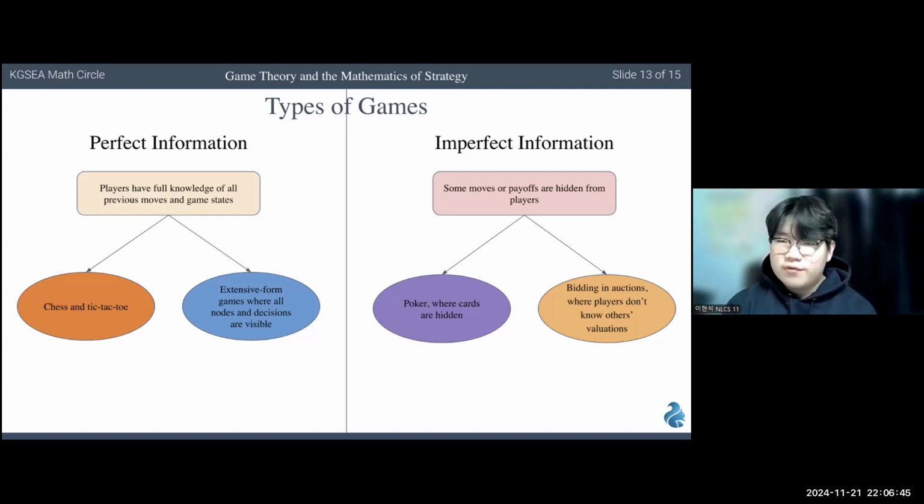So imperfect information, on the other hand, would be where some moves or payoffs are hidden from players. A quintessential or typical example of this would be poker, where people play their cards without knowing what cards the other players have, or essentially bidding in auctions, like we mentioned before, where players don't know others' valuations and aren't going off of others' decisions, but are going off of essentially their own.